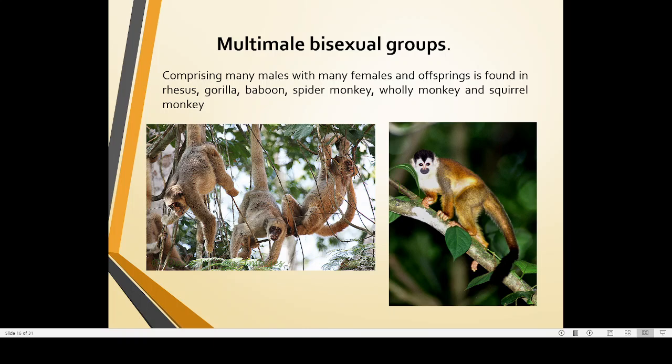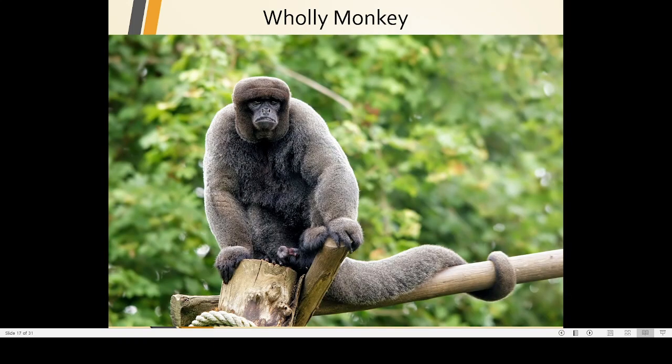Then another case is the multi-male bisexual group. Multi-male means many males and many females staying together, comprising many males with many females and their babies or offspring. That is the case in the rhesus monkey, gorilla, baboon, spider monkey, woolly monkey, and squirrel monkey. All these animals exhibit many females, many males and their children. So that is multi-male bisexual grouping.